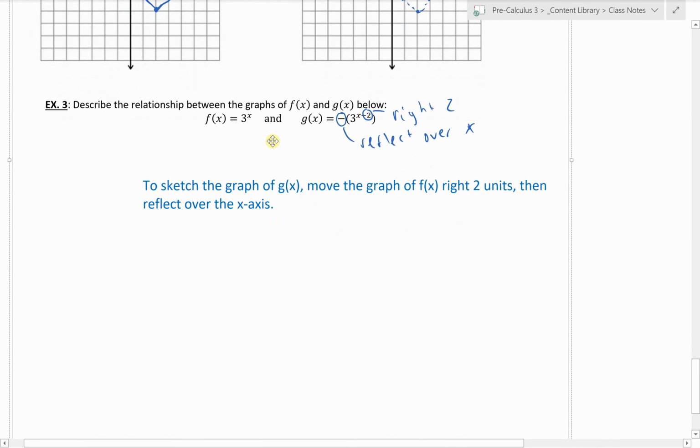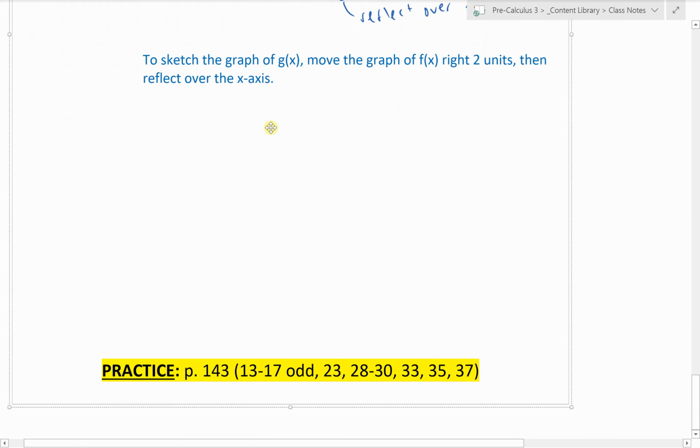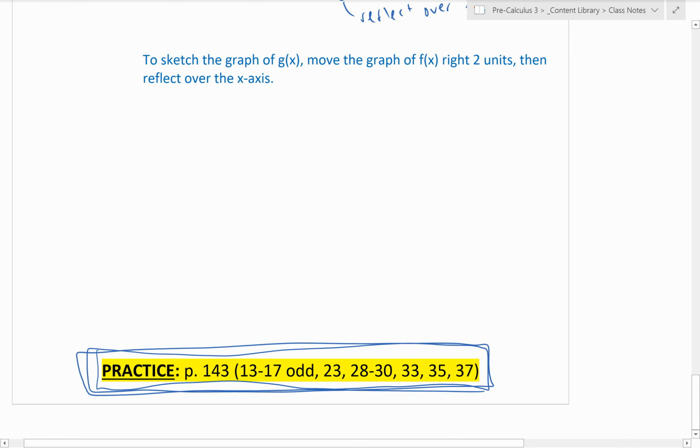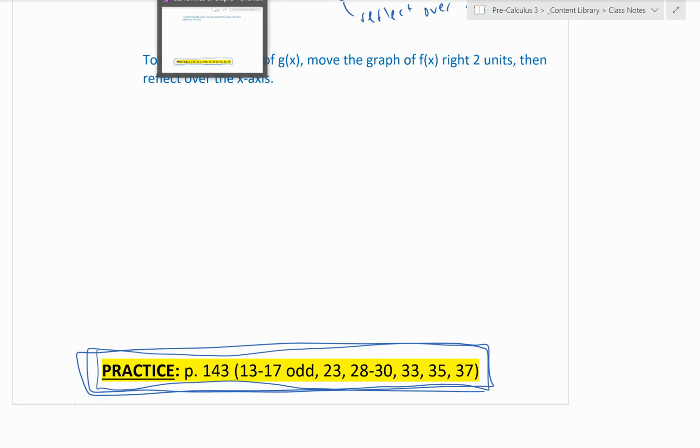It's a little bit tricky doing transformations on the exponential curve, but you'll get some practice applying the rules of transformations in the homework tonight, both drawing the graphs and then describing the relationships. So here are some practice exercises for you to be working on in your textbook on page 143, and that's our section on parent graphs and transformations.